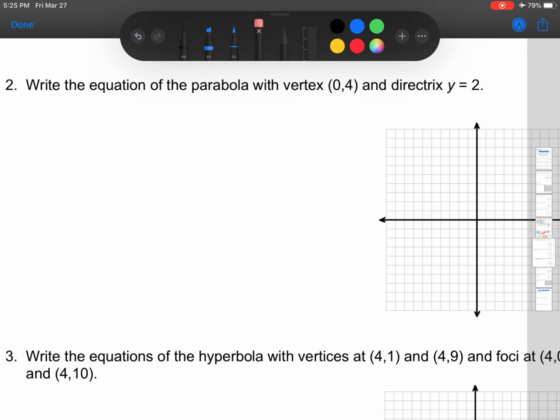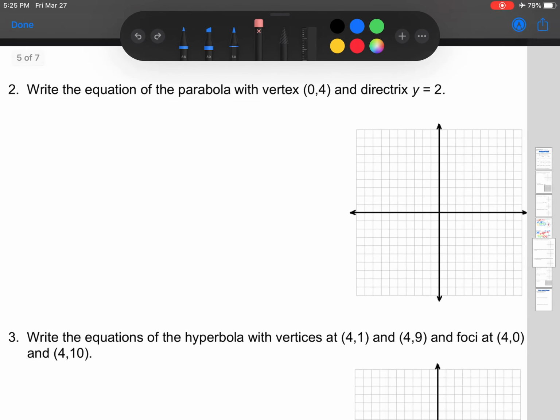Okay, so the next question says, write the equation of the parabola with the vertex 0, 4 and the directrix y equals 2. As always, if your points are given, and with the directrix questions, I have always said graph them, otherwise it gets very confusing. So the vertex is 0, 4. So 0, 4, 1, 2, 3, 4. So that's your vertex, right?